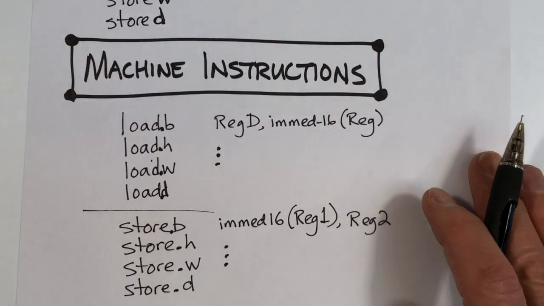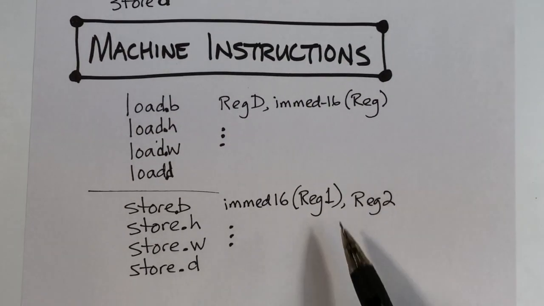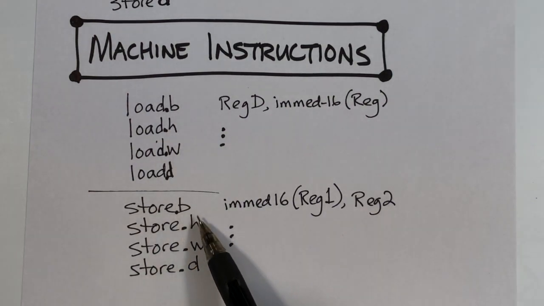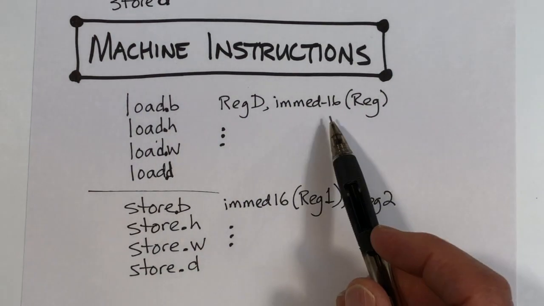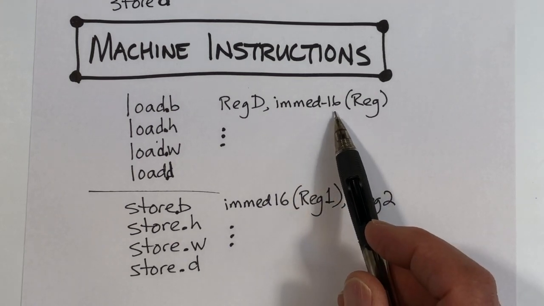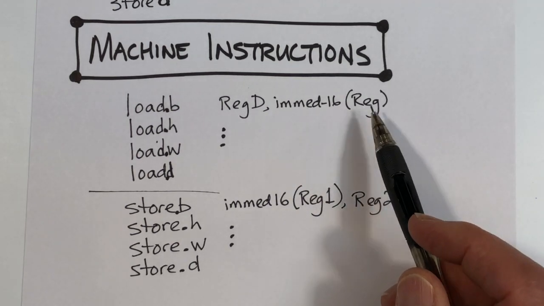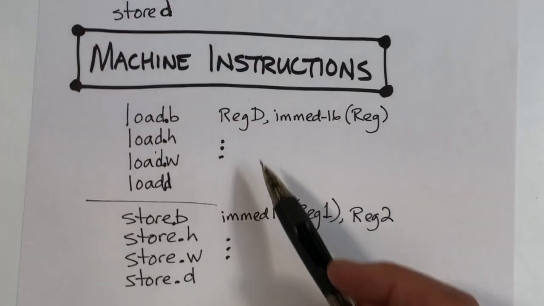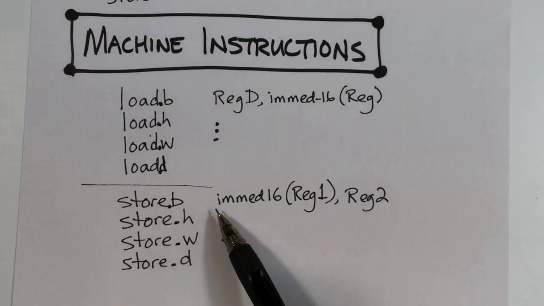Here are the actual machine instructions that are used for these operations. We've got 4 load instructions and 4 store instructions, and they take an immediate offset from a register. In most cases, the synthetic versions will be assembled into a single one of the machine instructions.